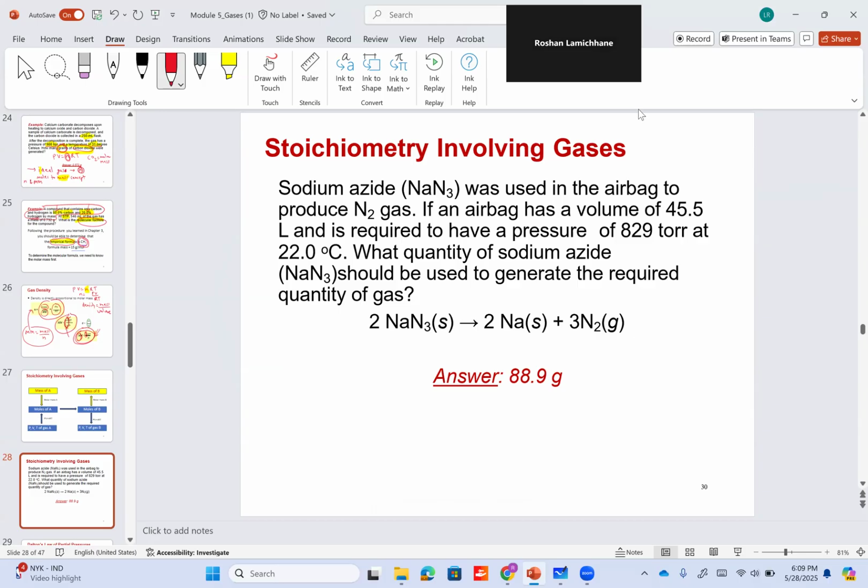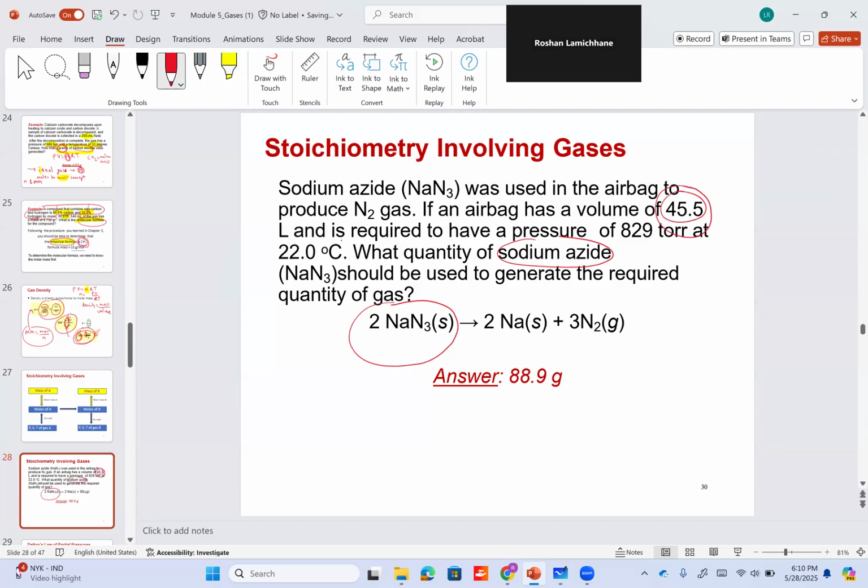Now it's telling us that this much sodium azide was used in the airbag to produce N2 gas, and that N2 gas, which is going to fill up the airbag, has a volume of 45.5 liters and is required to have a certain pressure. So it's given us the pressure of the N2 and the temperature. Then it's asking us what quantity of sodium azide should be used to generate the required quantity of gas, which is 45.5 liters.